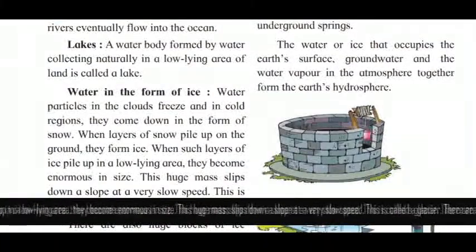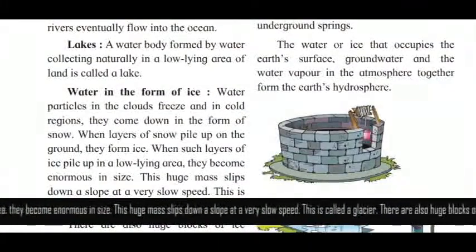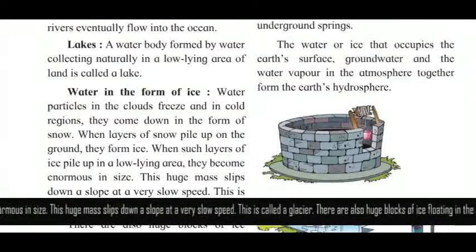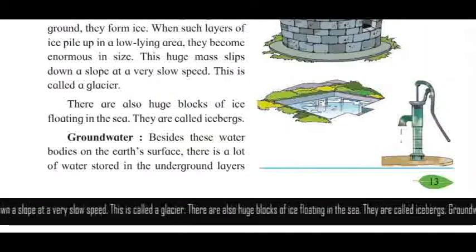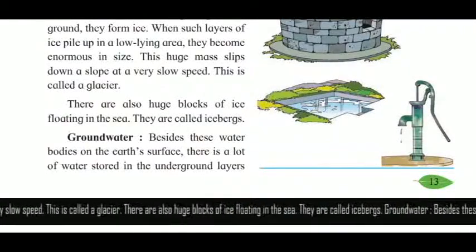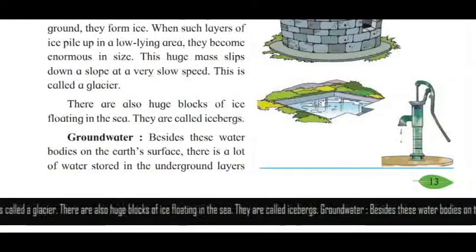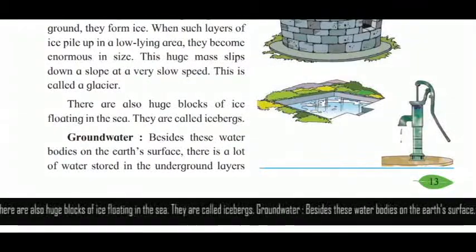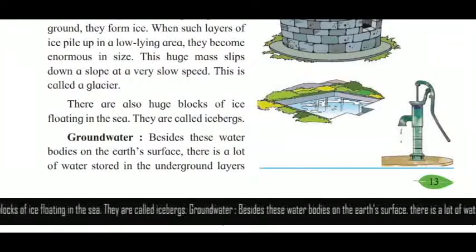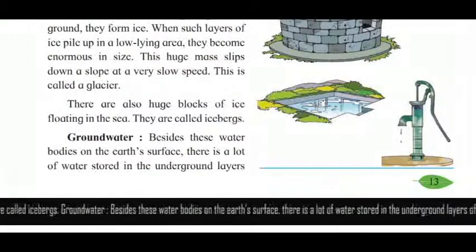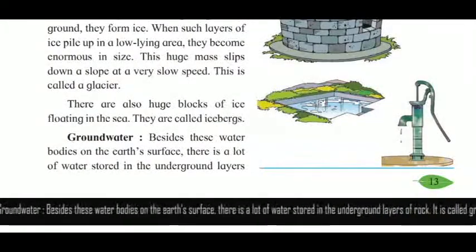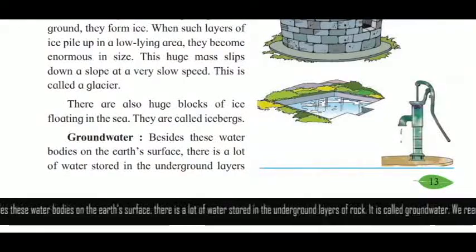When such layers of ice pile up in a low-lying area, they become enormous in size. This huge mass slips down a slope at a very slow speed. This is called a glacier. There are also huge blocks of ice floating in the sea. They are called icebergs.